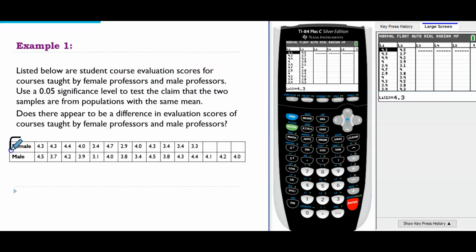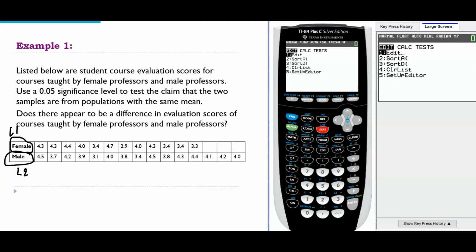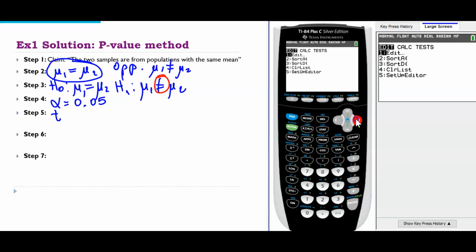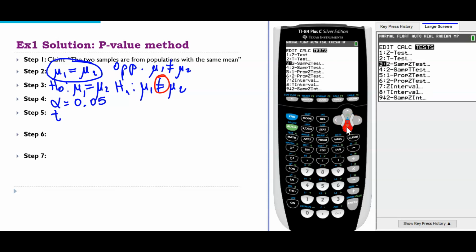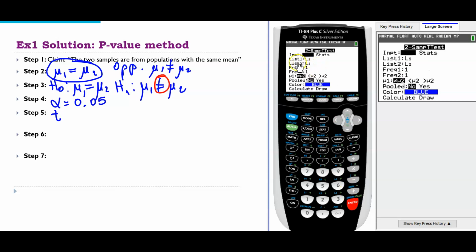Sample 1, the female population, would be list 1, and the male population would be list 2. Enter the values in your graphing calculator, and when you're ready, go back to Stat, then Test, two-sample t-test, enter. Now we can use the data from list 1 and list 2, leave the frequency the same.